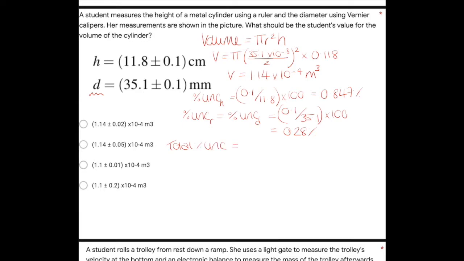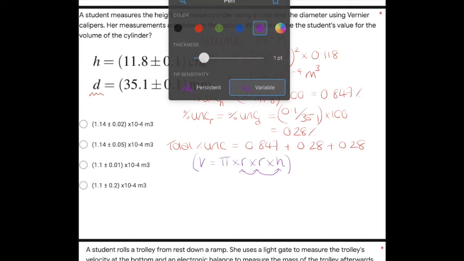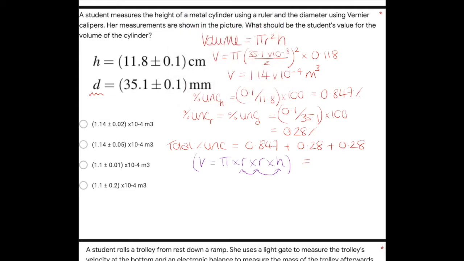Therefore, our total percentage uncertainty is the 0.847 plus 0.28% for the first R, but an additional 0.28% for the second R. Because remember, in working out volume, it's pi multiplied by R, multiplied by R, multiplied by H. So we add together the 3 uncertainties from the 3 values that we use. So that gives us a total percentage uncertainty of 1.417%.